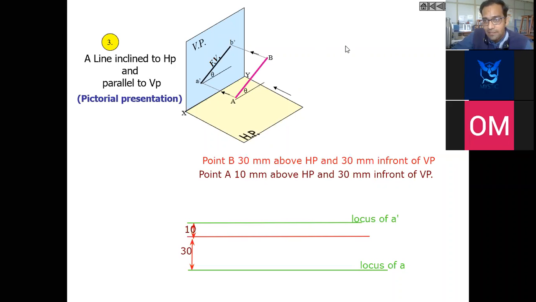Okay, let us move ahead and see the criteria. Why is the true length going to be important for us? The length of the line is going to be important for us. We need to designate point B also. Point B is 30 mm above HP and 30 mm in front of VP. So when I am saying point B is 30 mm above HP, its projection is going to be plotted over here at 30 mm. So मैं 30 mm पे चला जाता हूँ, वहाँ पे एक और लाइन कंस्ट्रक्ट कर लेता हूँ.